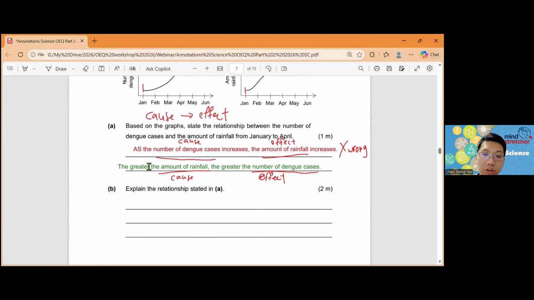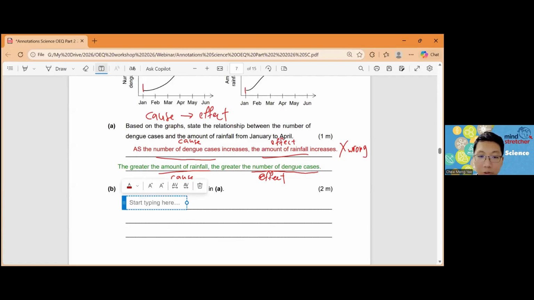Okay, so let's explain. So what's the relationship here? Why when there's more rainfall, there will be more dengue cases? Actually, just now I already said out the answer. When there's more rainfall, now you know mosquitoes like water. That's when they have plenty of stagnant water. After the rain, there'll be puddles here, puddles there, pond here, pond there. And then there'll be a lot of stagnant water for the mosquito to lay their eggs.